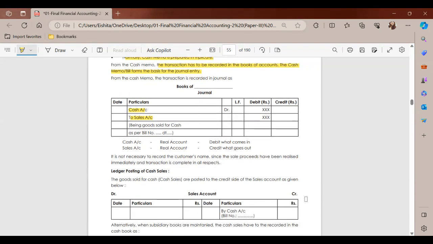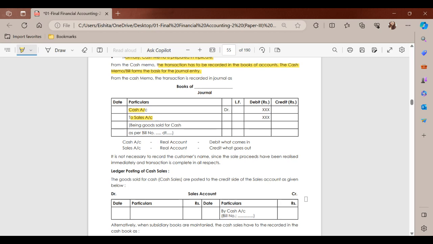So it is not necessary to record the customer name. The second most important thing is, in cash sales, you will not see the customer name, because the customer name is not essential. You are recording it directly as a cash sale. It is not necessary to record the customer name since the sale proceeds have been realized immediately and the transaction is complete in all respects.